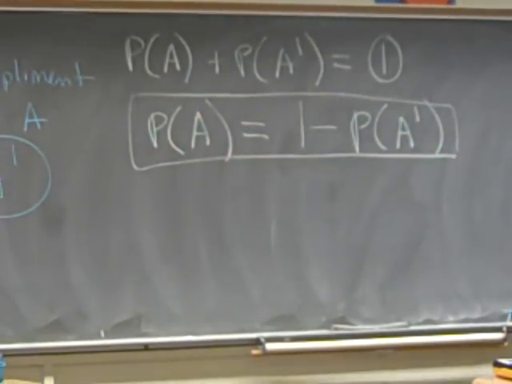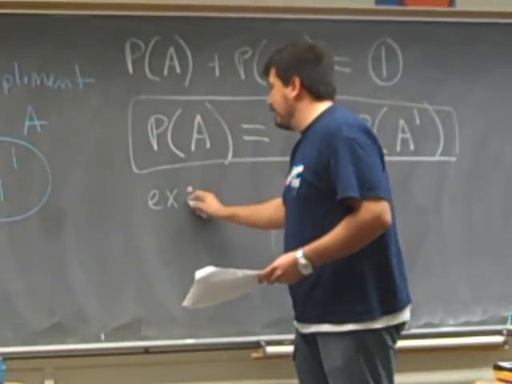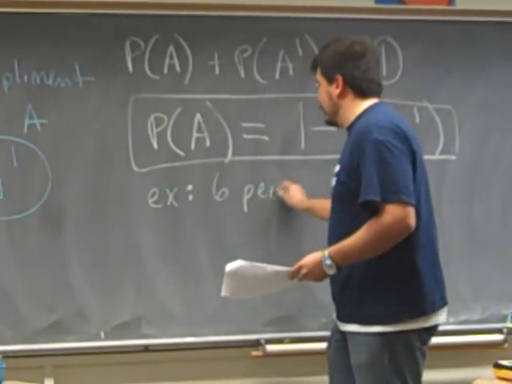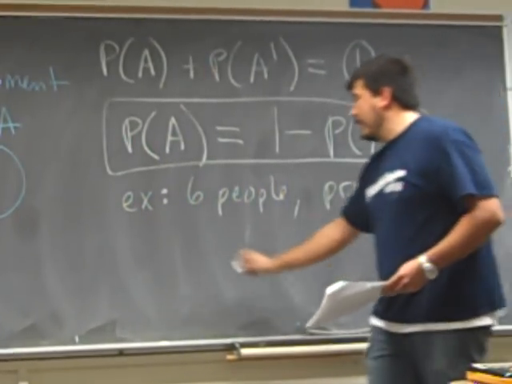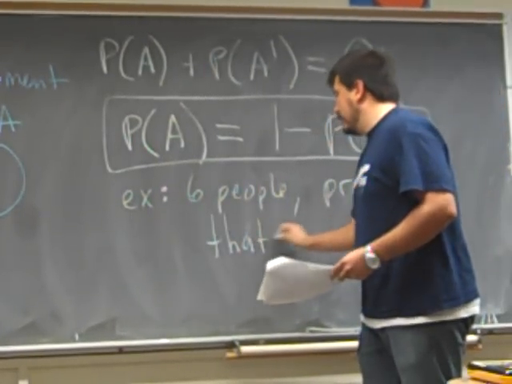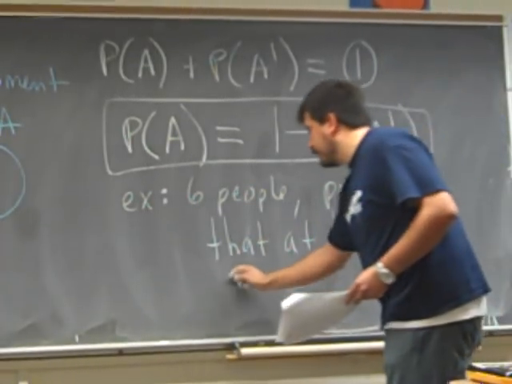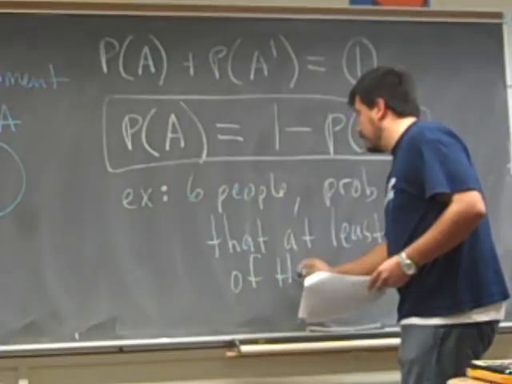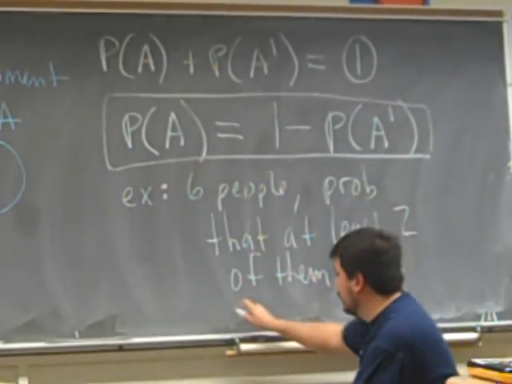We'll finish with a little example here, and then the juniors are done. Let's say I have 6 people, and I want to find the probability that at least 2 of them share the same birth month.